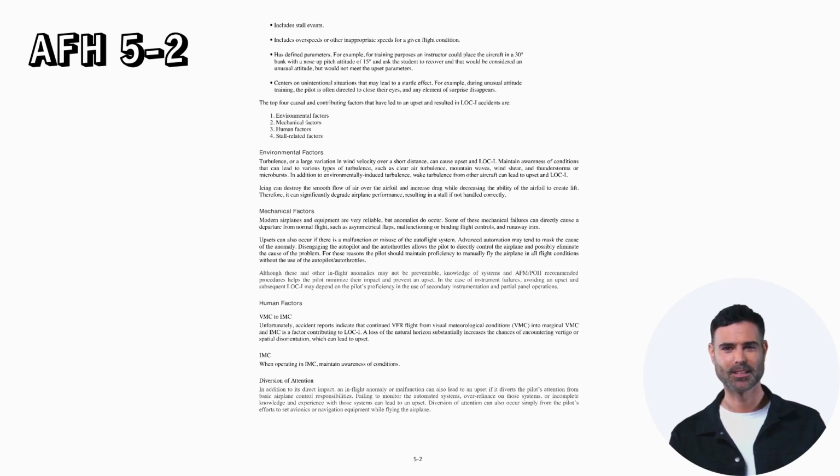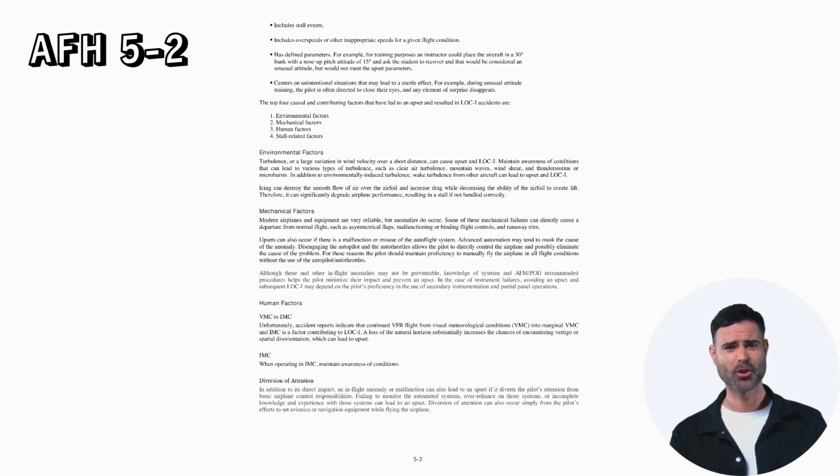Therefore, it can significantly degrade airplane performance, resulting in a stall if not handled correctly. Mechanical factors. Modern airplanes and equipment are very reliable, but anomalies do occur. Some of these mechanical failures can directly cause a departure from normal flight, such as asymmetrical flaps, malfunctioning or binding flight controls, and runaway trim.